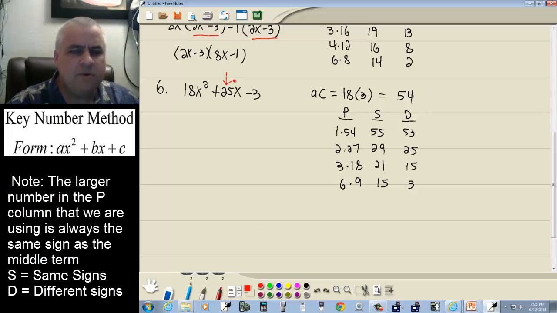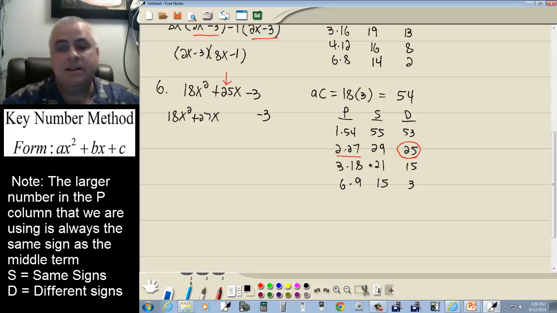Always the number we're looking for is the number in the middle term, which is 25, which is right here, which means we use 2 and 27. And again, we're going to rewrite our middle term using those 2 numbers. The larger of the 2, which is 27, will always be the same sign as the middle term, which is positive. The number we circled is in the difference column, D for different signs. One will be positive, one will be negative. Since the 27 was positive, then 2 will be negative.